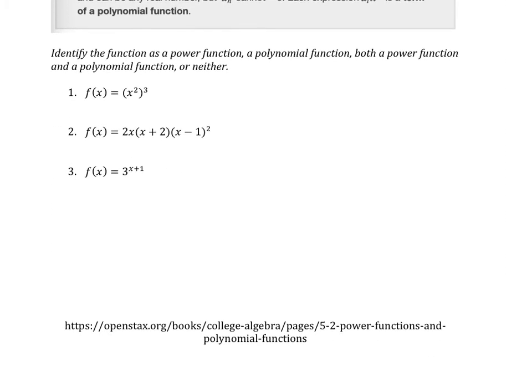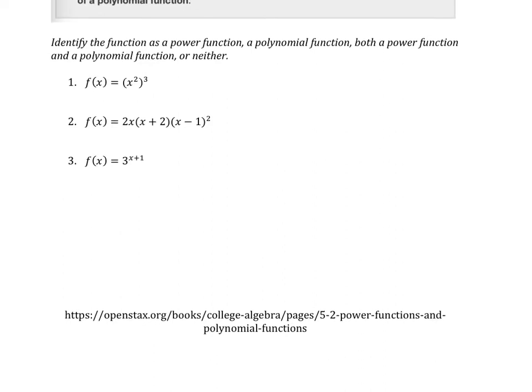Okay, so let's see what we're going to do with that information. We want to identify the function as a power function, a polynomial function, both a power function and a polynomial function, or neither. So in this first example, we have x squared, cubed. Realize that we can rewrite this as x to the 6th. This is an example where you multiply the exponents. X to the 6th. Notice I have one term. So this is definitely a power function, but it's also a polynomial function. So it's both a power function and a polynomial function. It meets the criteria for both.